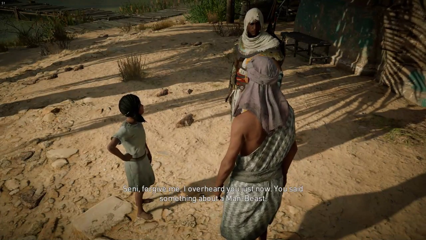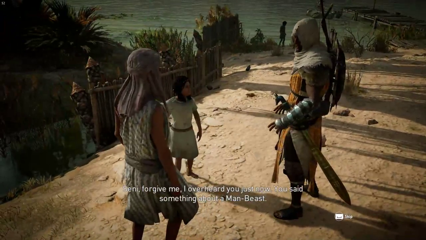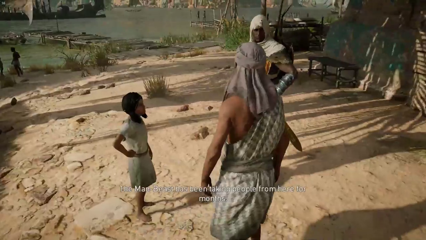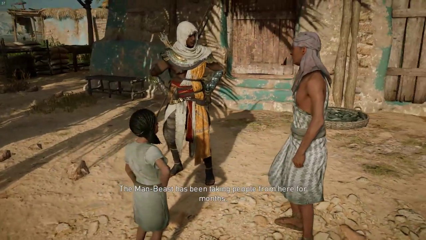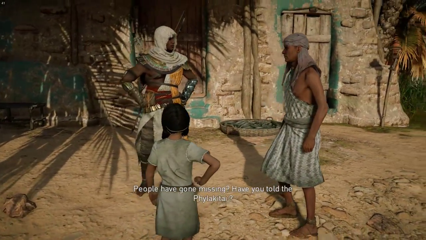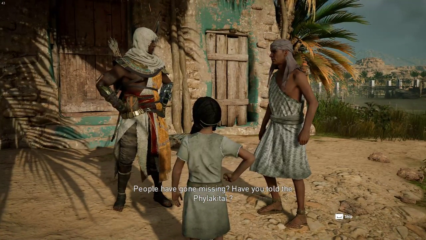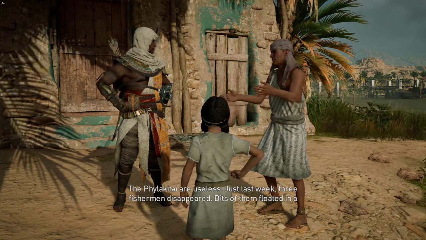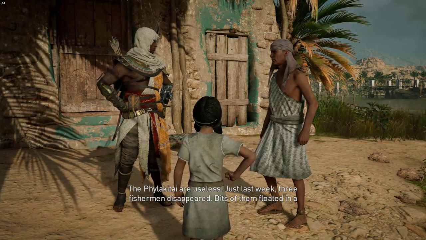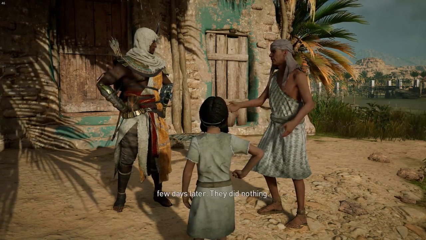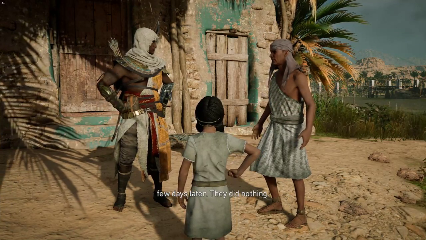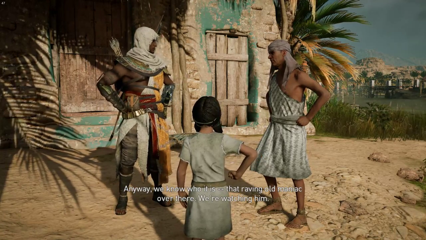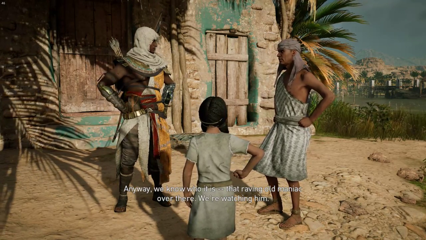Seni, forgive me. I overheard you just now. You said something about a man-beast. The man-beast has been taking people from here for months. People have gone missing. Have you told the Phylakitai? The Phylakitai are useless. Just last week, 3 fishermen disappeared. Bits of them floated in a few days later. They did nothing. Anyway, we know who it is. That raving old maniac over there. We're watching him.